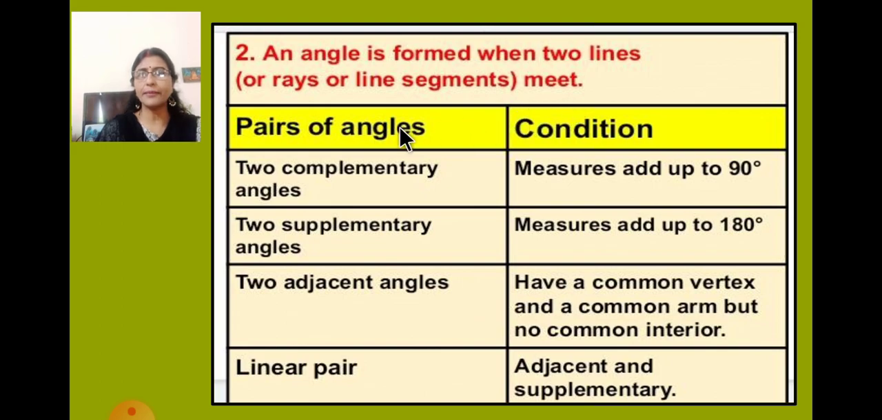And then we have learned about pairs of angles, and these are the conditions. Two complementary angles, measures add up to 90 degree. Then two supplementary angles, measures add up to 180 degree. Two adjacent angles have a common vertex and a common arm but no common interior. Then we have learned about linear pair. Linear pair should be adjacent and supplementary.